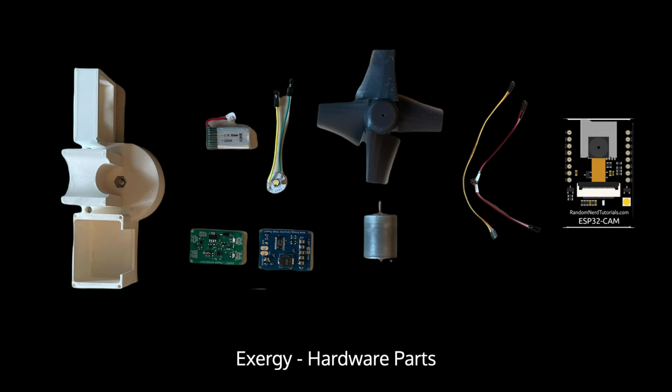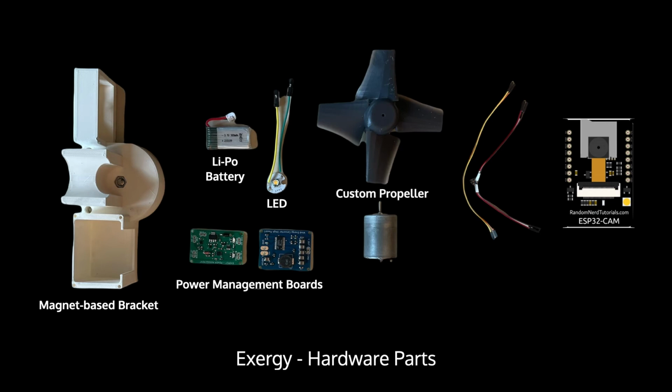After completing the simulations, you can start to manufacture the system with the Exergy hardware. Exergy includes a bracket with a strong magnet, two power management circuits, a lithium polymer battery, LED, a custom-built propeller, DC motor, wires, and pre-programmed ESP32 camera modules.